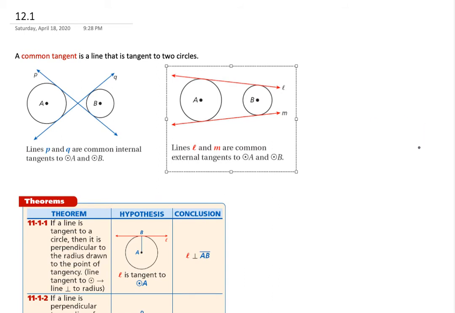Okay, here's a little bit more terminology. A common tangent is a line that is tangent to two circles. You can have internal tangent lines, like this one right here, and you can have external tangents, like this.